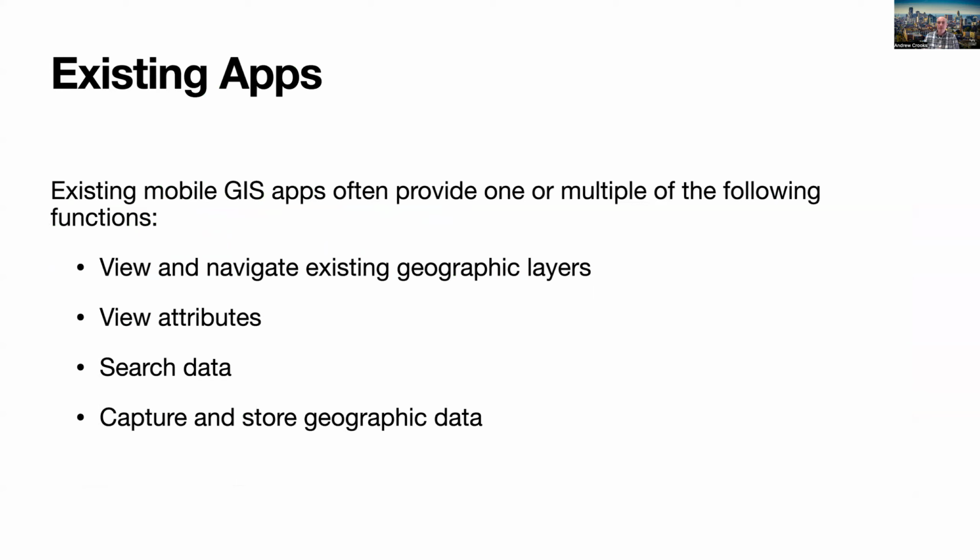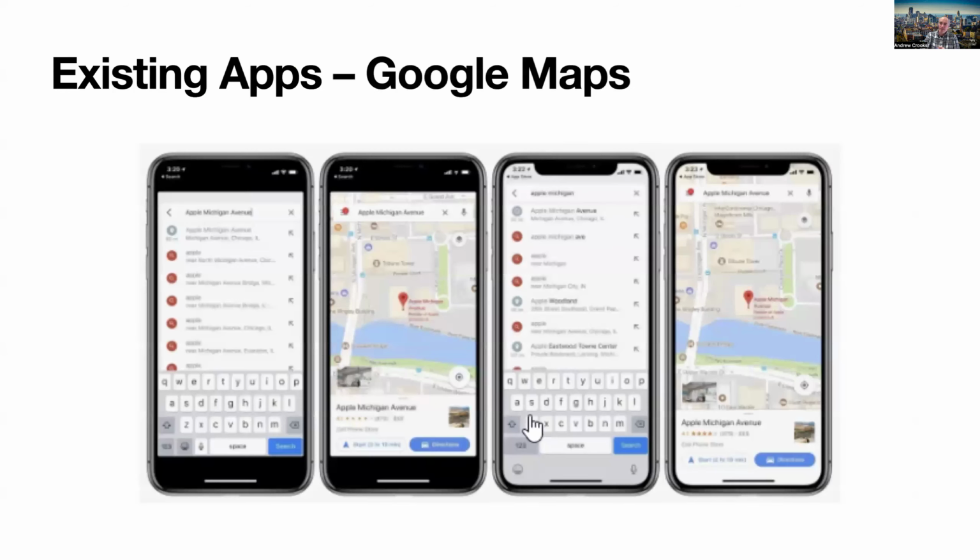But apps are everywhere. There's a lot of mobile GIS apps out there. And often these apps provide many of the same types of functionality, or one of many functionalities, right? So apps can help with viewing and navigating existing geographical layers. We can view attributes, we can search for things, and capture and store geographical data. And I just want to go through a few examples of these in the next few slides.